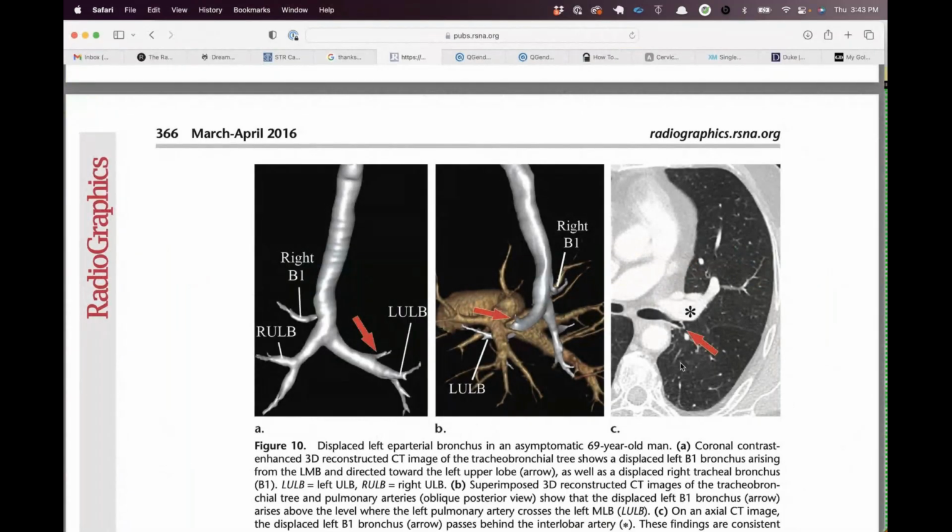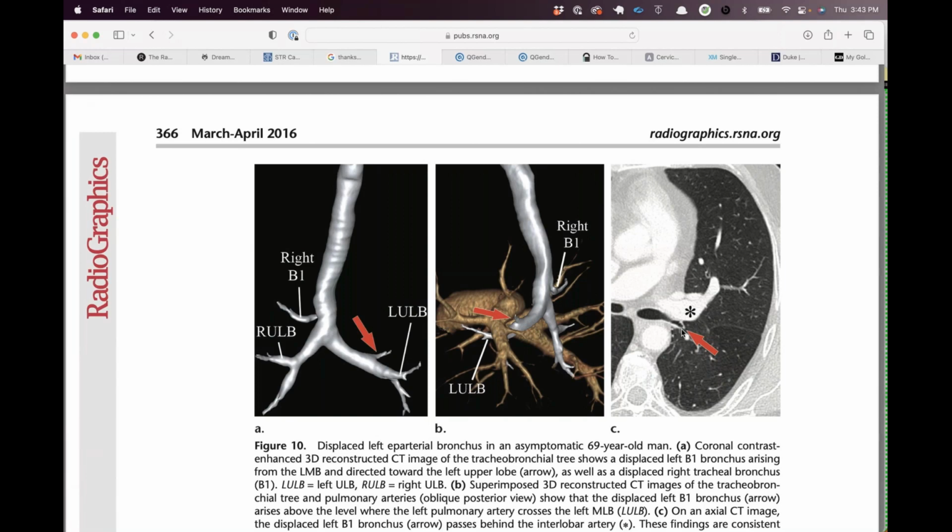So this is the Radiographics article, and I find these to be a little tough, but I think this image shows it best. It's a displaced left, and they're saying eparterial bronchus, because you still have some of the left upper lobe here, like in this case, but it's just coming off and passing between the pulmonary artery and the aorta.